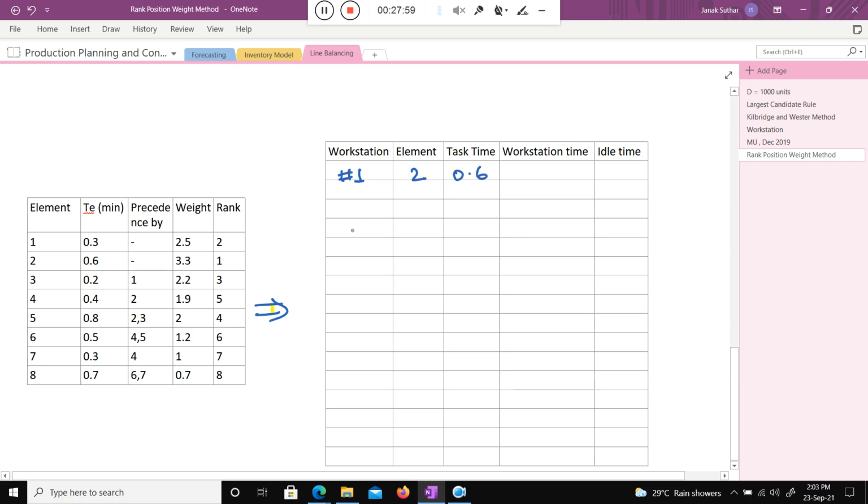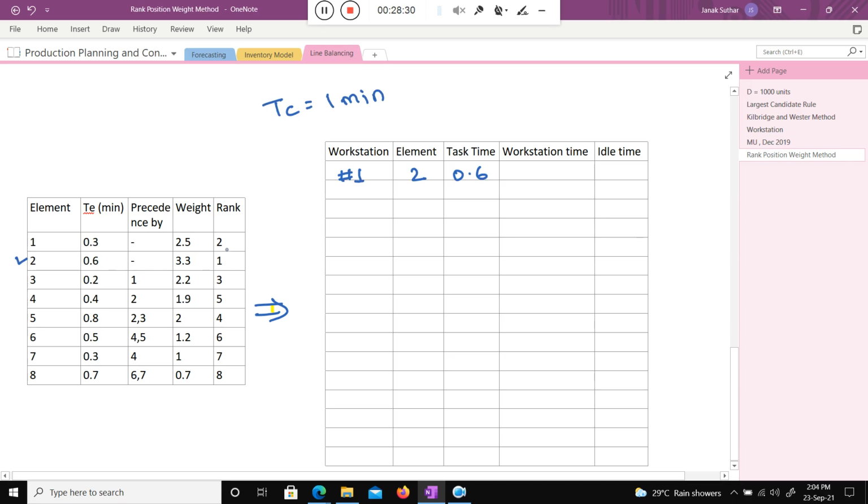Now I need the cycle time. You know that the cycle time we already calculated, that is 1 minute. When you allocate a work element into the workstation, you need to take care that it will not exceed the 1 minute time. This one is already allocated, so I tick mark here.